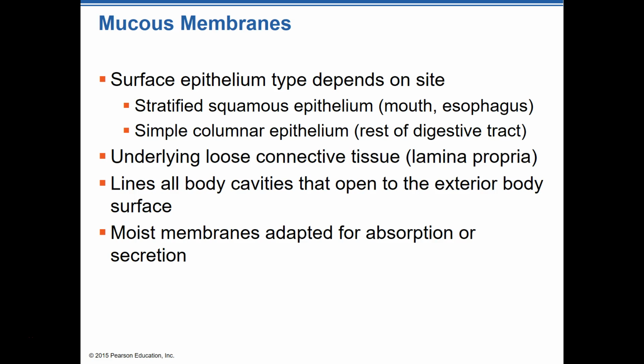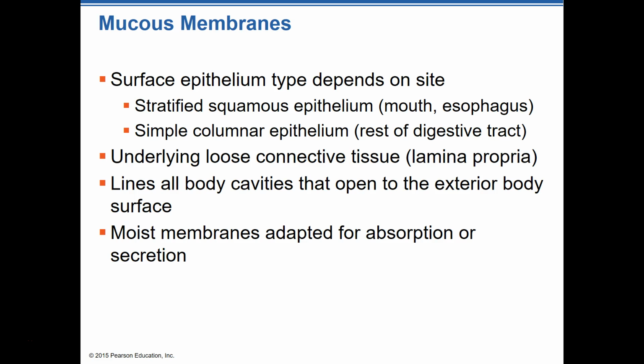Mucous membranes are a surface epithelium type that will depend on their location. Depending on where that mucous membrane is located will determine what it's made up of. The stratified squamous epithelium we usually find in the mouth and the esophagus. It's stratified squamous because it undergoes quite a bit of stress in those particular areas. The simple columnar epithelium is in the rest of the digestive tract, and its main function there is absorption, and not so much breaking it down and chewing it up, which is where the stratified is located. Then we have some underlying loose connective tissue underneath that membrane.